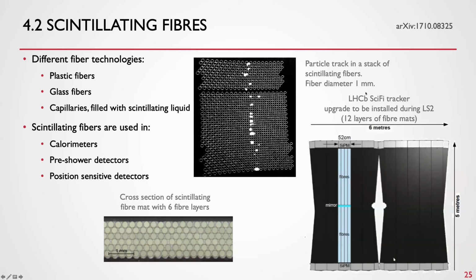The LHCb experiment upgrades after the long shutdown. After long shutdown 2, so before 2026, this is when run 3 starts, the LHCb tracker will upgrade to 12 layers of fiber mats. LHCb is an asymmetric detector. The beam runs orthogonal to the screen, and the particles that come along with it from the interaction are measured in these fiber mats that are read out with silicon photomultipliers. So these simple fiber mats are actually great tools for special purpose detectors.